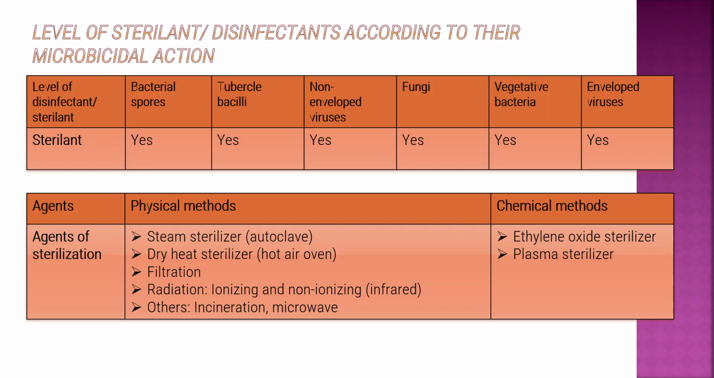The sterilant kills all bacterial spores, tubercle bacilli, non-enveloped viruses, fungi, vegetative bacteria and enveloped viruses. Examples are the physical methods: steam sterilizer, that is autoclave; dry heat sterilizer, that is hot air oven; filtration; radiation, ionizing and non-ionizing; others like incineration and microwave. In chemical methods, ethylene oxide sterilizer and plasma sterilizer.